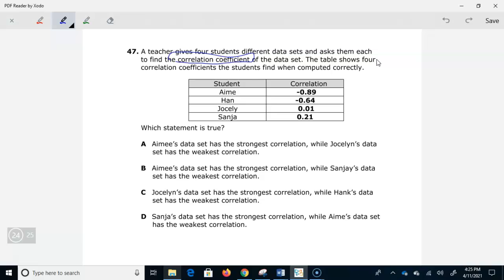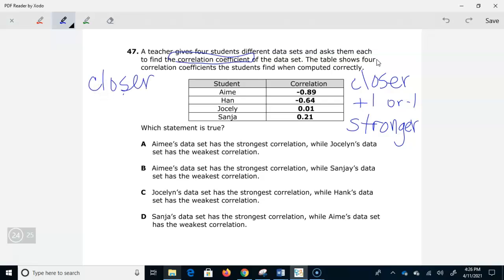So a couple background things on the correlation coefficient. The closer your decimal, so it's always going to be a decimal, the closer it is to +1 or -1, the stronger it is, okay? So it's stronger as it gets closer to +1 or -1. The closer it gets to 0 means that it is weak, a very weak one.